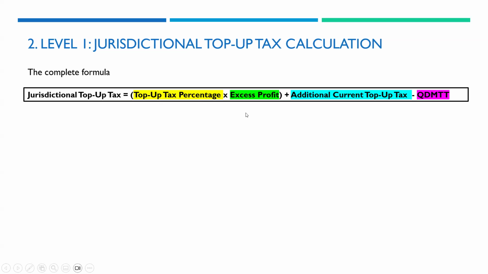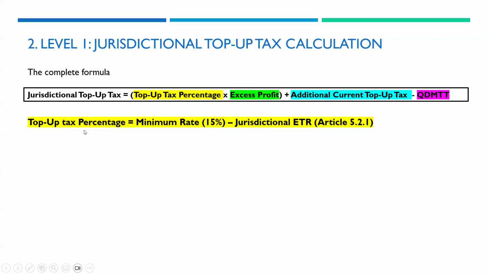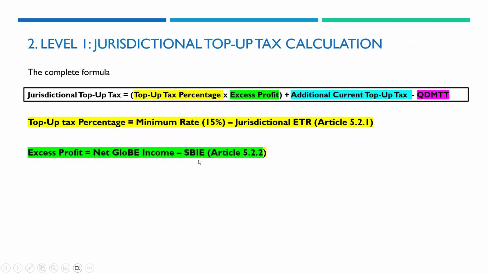It may look a little bit colorful, but let's break it down. So what is top-up tax percentage? Top-up tax percentage is nothing but minimum rate 15% minus jurisdictional ETR. Okay, this is 3%, correct? This is the top-up tax amount and this is the percentage. So first we'll calculate top-up tax percentage into excess profit. Now what is this excess profit? Excess profit is nothing but net GloBE income minus substance-based income exclusion.